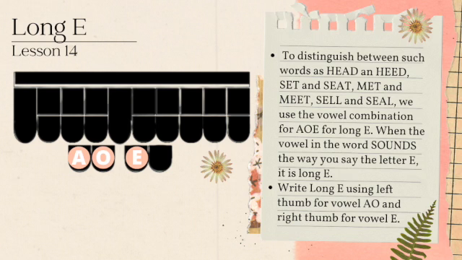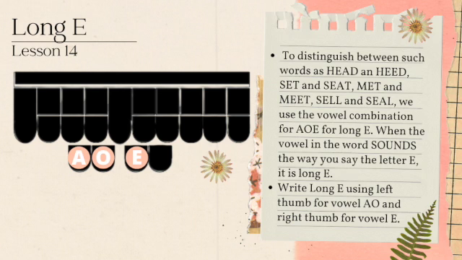Okay, there you have it. So now let's proceed to lesson 14. That's long E. For long E, we write it using the left thumb for vowels A and O, and the right thumb for vowel E. So again, left thumb for vowels A and O, and right thumb for vowel E. We press them simultaneously. That's long E.